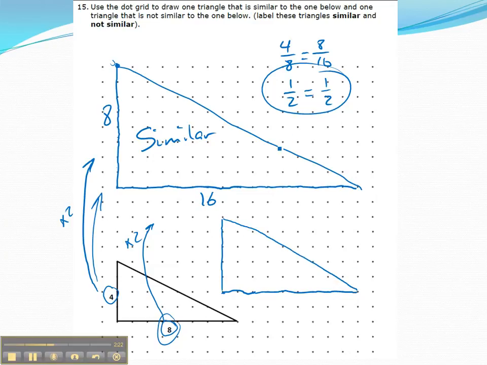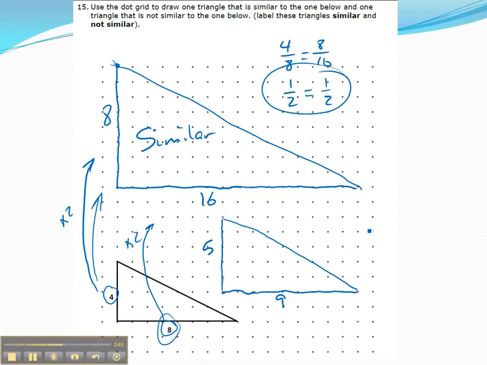Adding 1 to both sides does not make a similar triangle. If you want to make a similar triangle, you have to scale it up or down. You have to multiply by the same number going up, or you can divide by the same number going down, but you can't just add the same number to both sides, and I'm going to prove it here. This side is 1, 2, 3, 4, 5. This side is 8 plus 1 or 9.